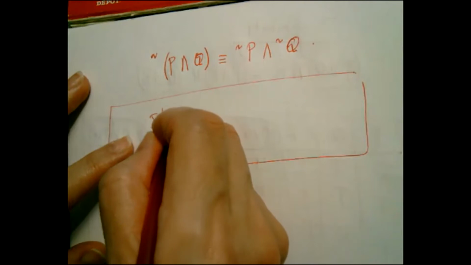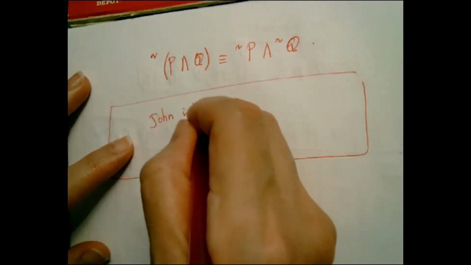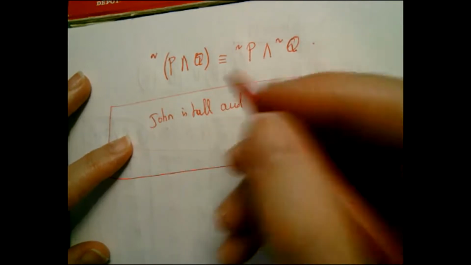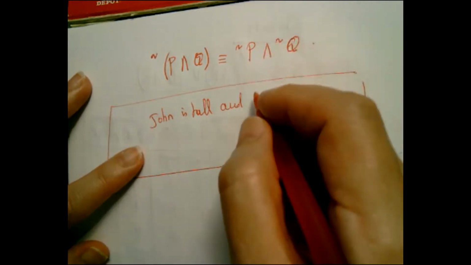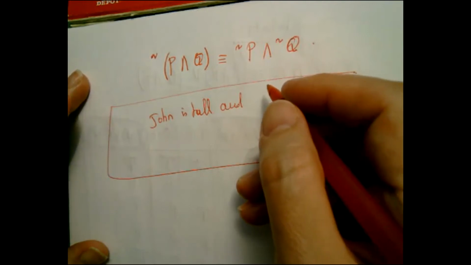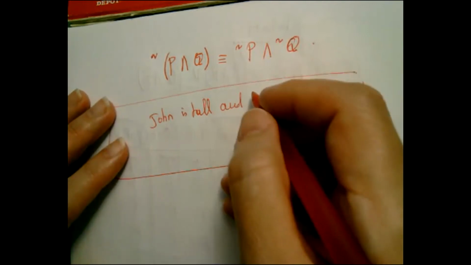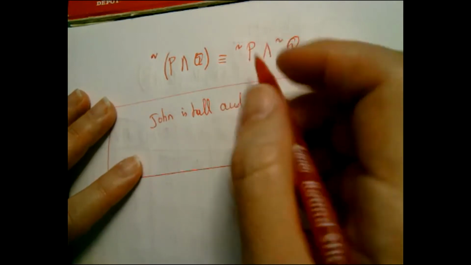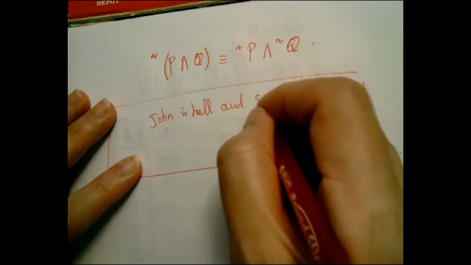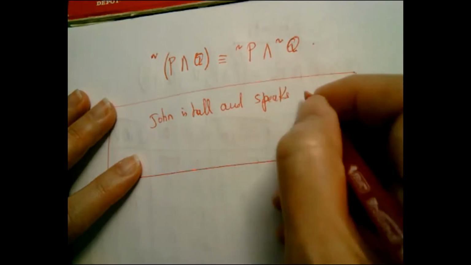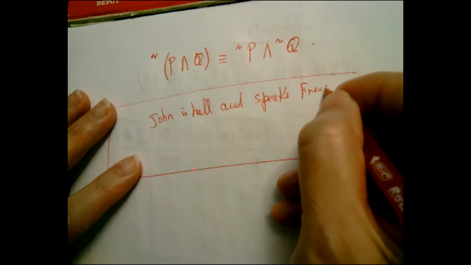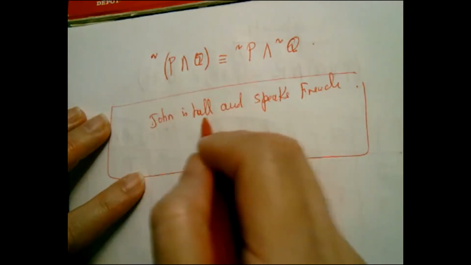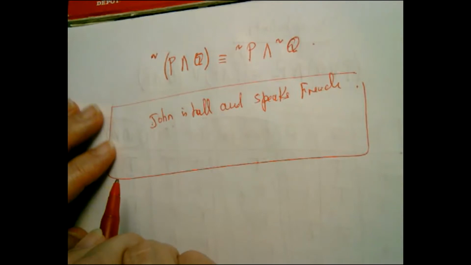John, I don't know who John is, but whatever, John is tall and, let us say, give me another nice property of a person. Any other property. And speaks French. That's nice. Okay, that's my statement. So my statement is that John is tall and speaks French.